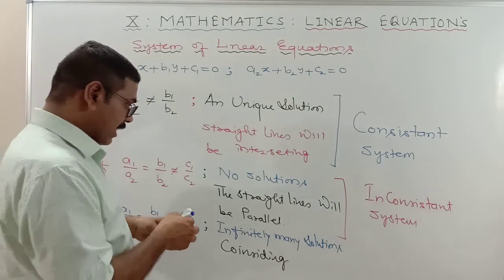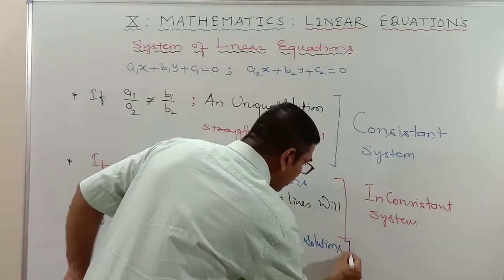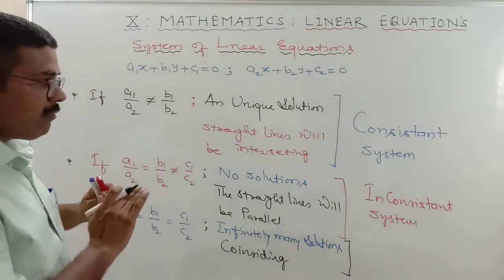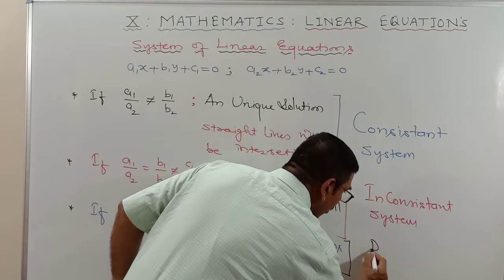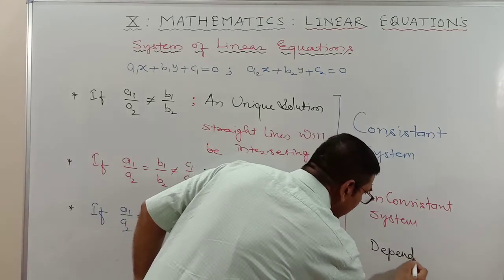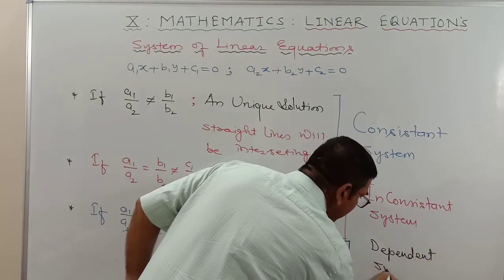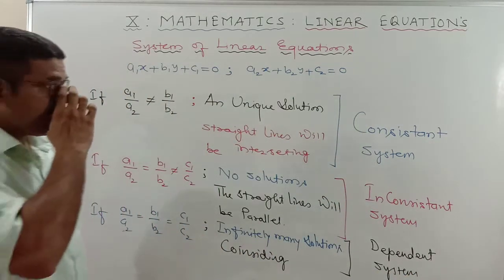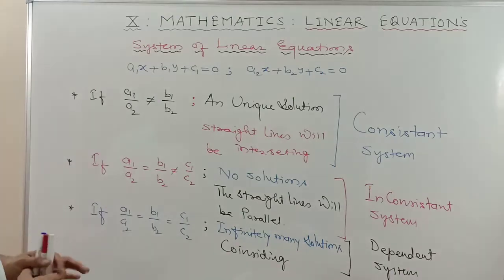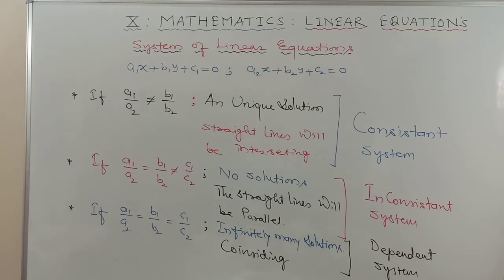Okay, in this case when the lines are coinciding, when the system will have infinitely many solutions, that kind of system is called a dependent system or dependent consistent system. Is it clear? So exactly these are the types of systems that we need to know. Okay, that is very important. Exactly on the basis of the same we may solve many of the questions.